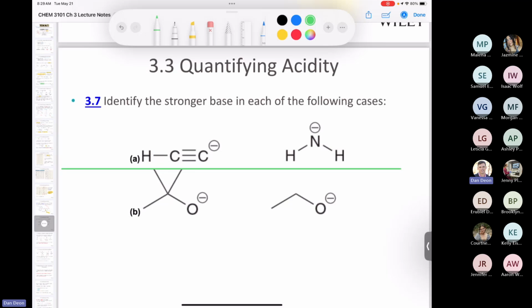So let's take a short break, and I want you to try both of these and see if you can evaluate which one of these is the stronger base in both of these cases.